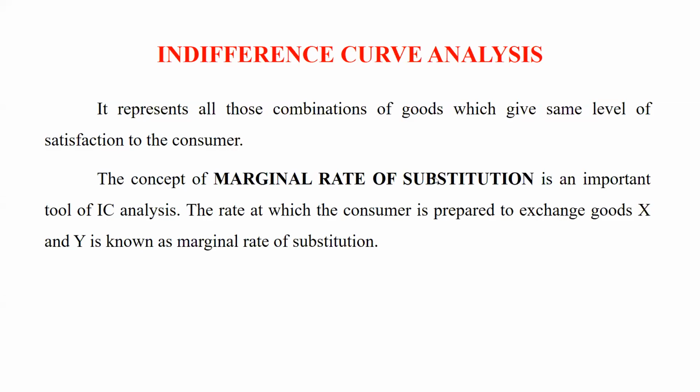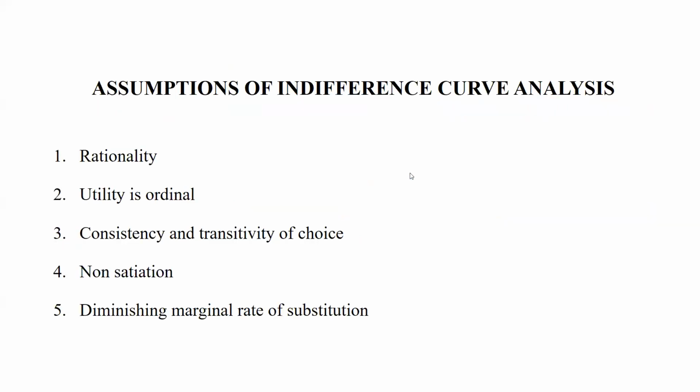Hi everyone, let's continue indifference curve analysis. Indifference curve analysis basically represents all those combinations of goods which give the same level of satisfaction to the consumer. And it depends on one particular law, that is marginal rate of substitution, an important tool of IC analysis. The rate at which the consumer is prepared to exchange goods X and Y is known as marginal rate of substitution.